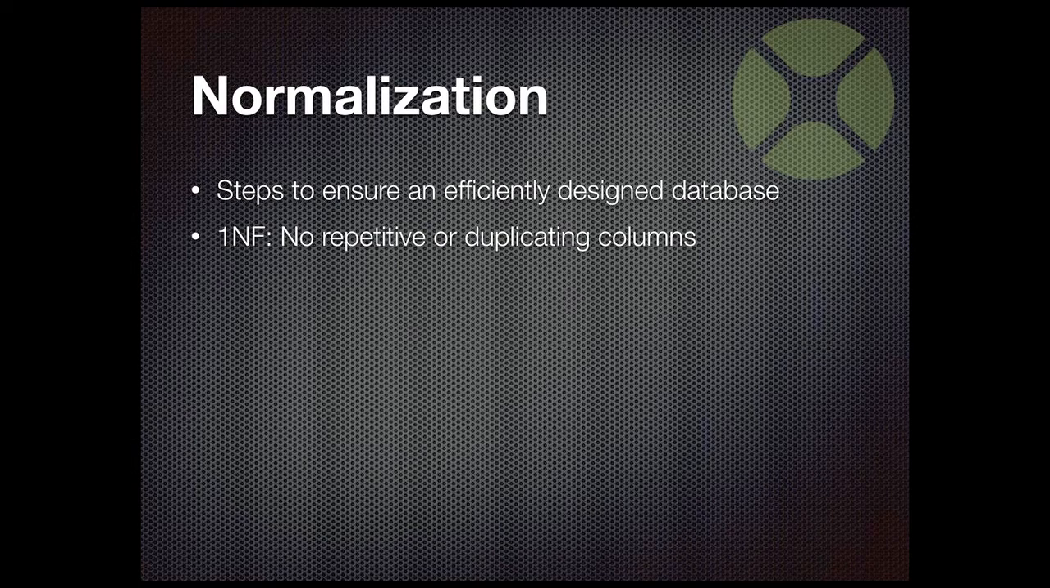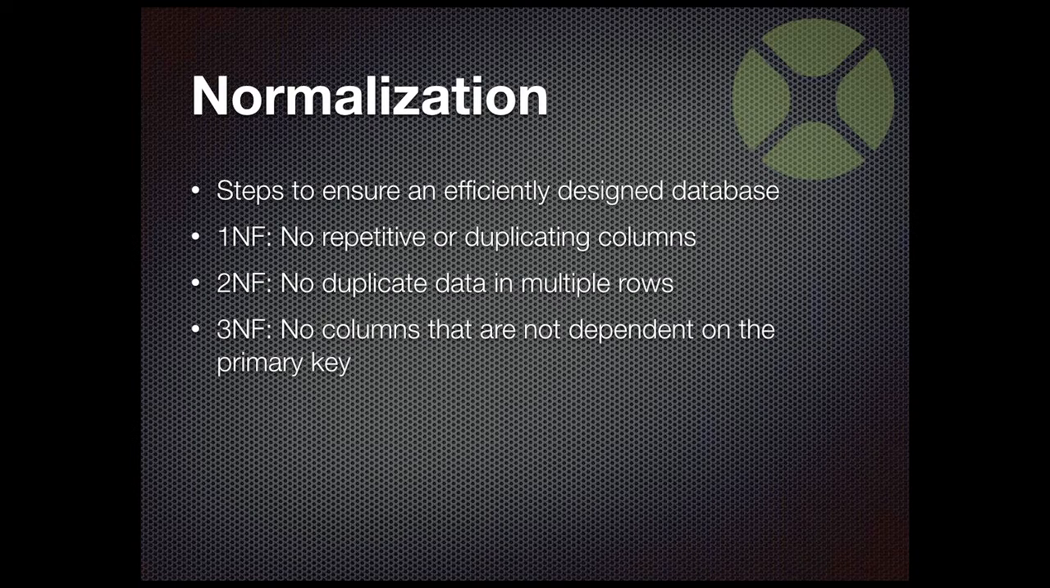And there are lots of levels of normalization. We're only going to talk about 3 today. The first one I wrote here as 1NF, generally said as first normal form, and it means no repetitive or duplicating columns. Then second normal form is no duplicate data in multiple rows. And third normal form is no columns that are not dependent on the primary key. So let's look at each of these in a little bit more detail.